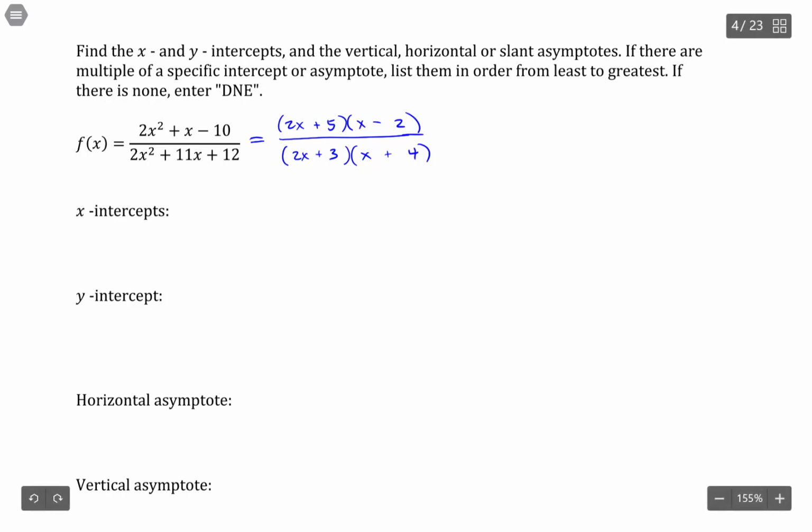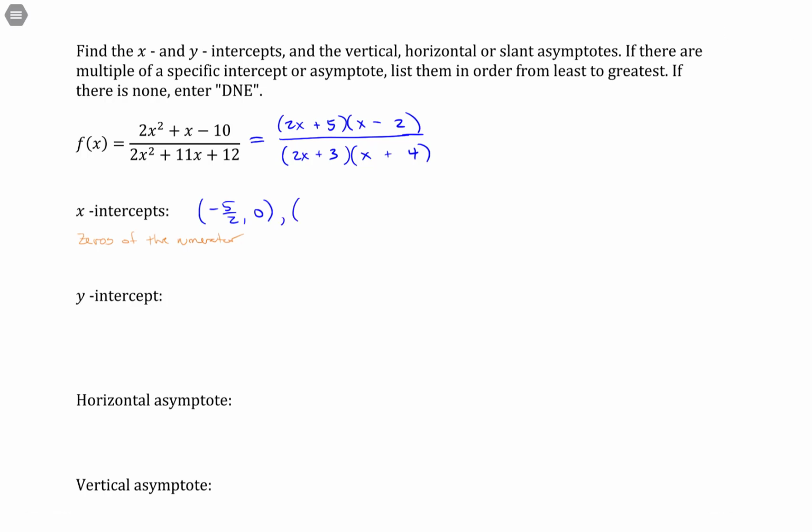Okay, so x-intercepts. X-intercepts occur at the zeros of the numerator. So in my numerator, if I set these factors equal to 0 and solve, those will give me the locations of the x-intercepts. If I take 2x plus 5 and set it to 0, I get an x-intercept of negative 5 halves, and of course, it has an accompanying y value of 0. If I take x minus 2 and set that to 0, then I get positive 2 with a y value of 0. So those are my x-intercepts.